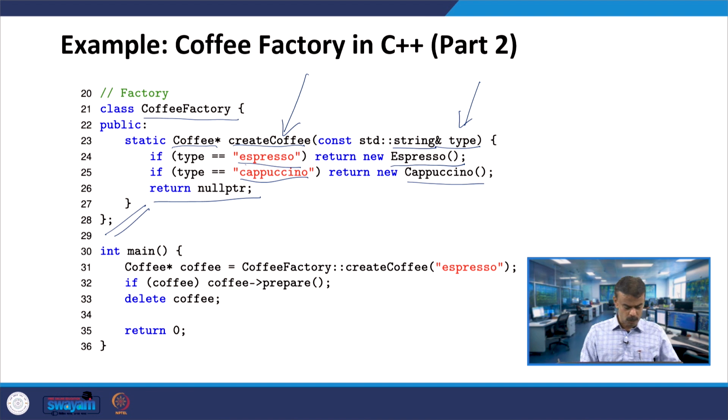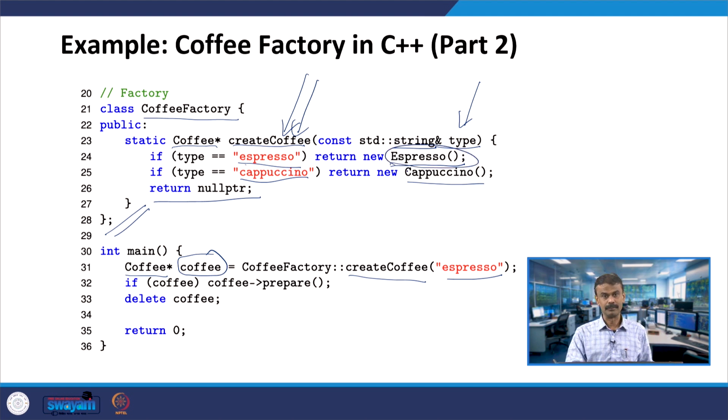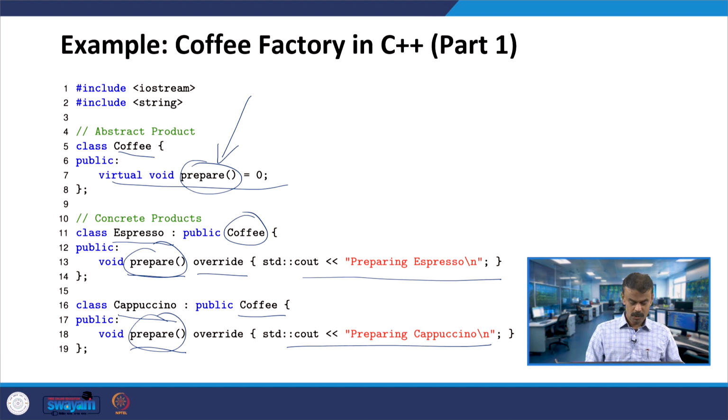So, in this main program, you have object coffee, in fact, the pointer object under the class coffee. The right hand side is invoking create coffee, by passing espresso. If type is espresso, it will call this espresso constructor, correct. So, automatically here it will override.